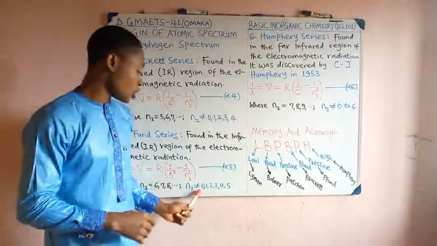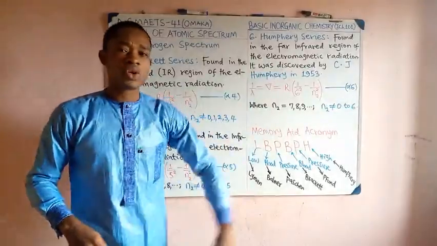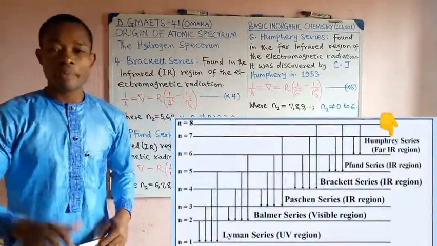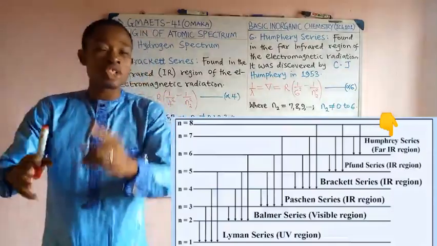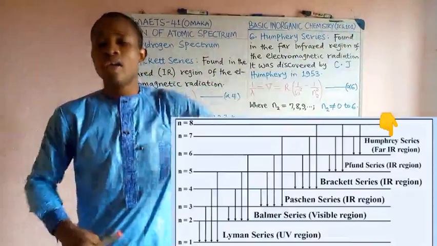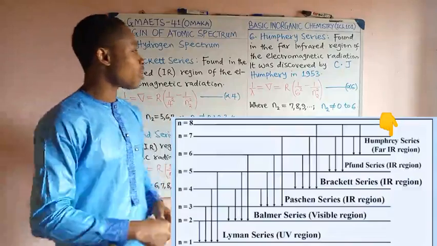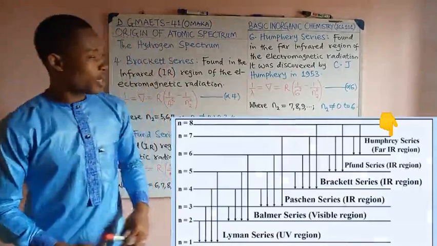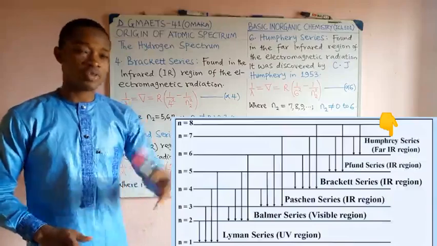Is that okay? N2 can never assume the value from 0 to 5. The last series here is Humphrey's series, discovered in 1953 by C.J. Humphrey. It is found in the infrared region, but this time in the far end of the infrared region. Is that okay? In the far infrared region of the electromagnetic radiation. What is the Rydberg equation for the Humphrey series of the hydrogen spectrum?